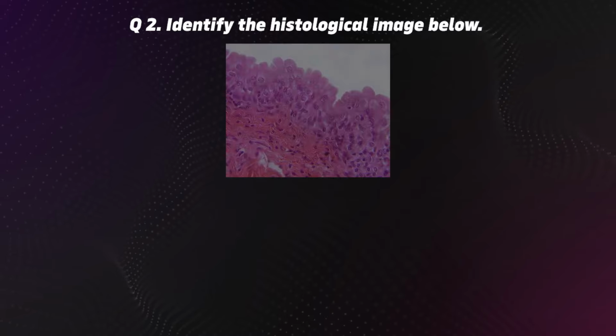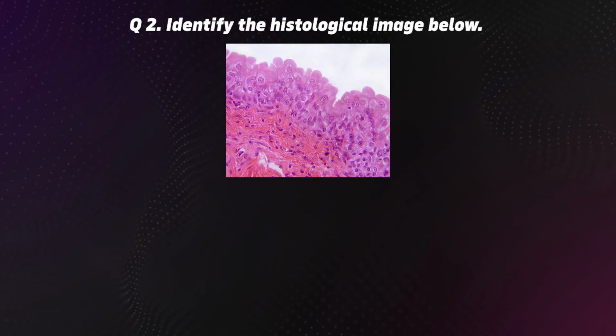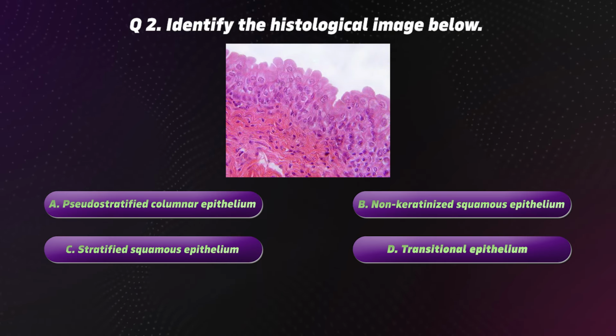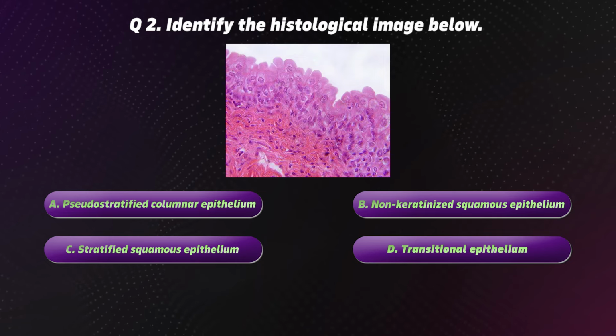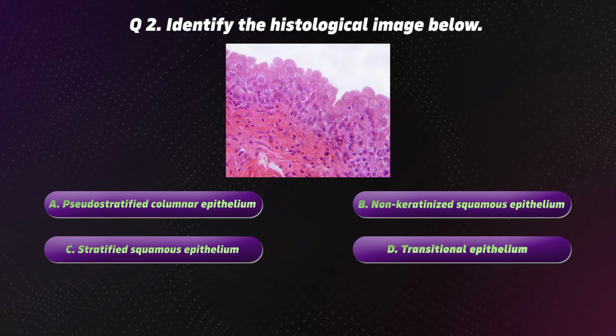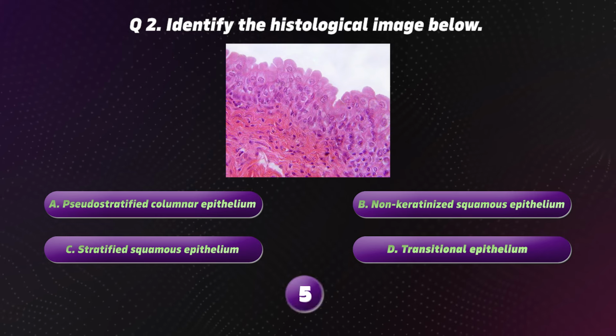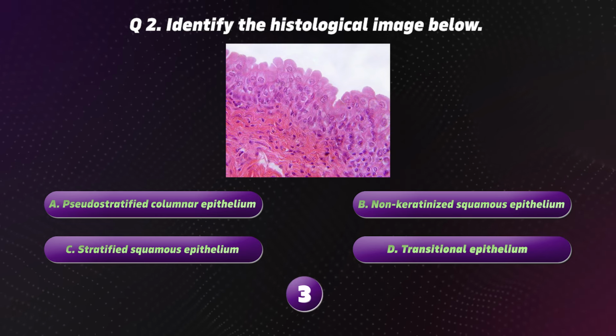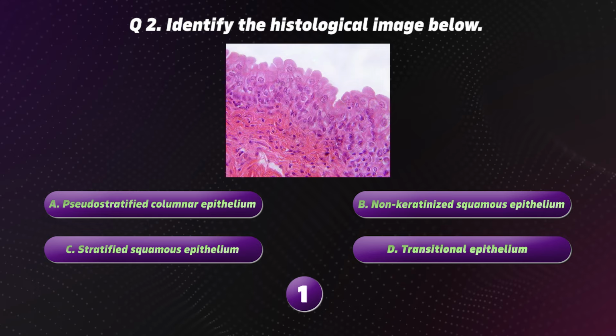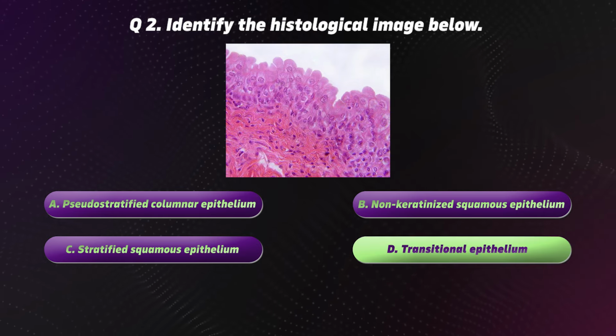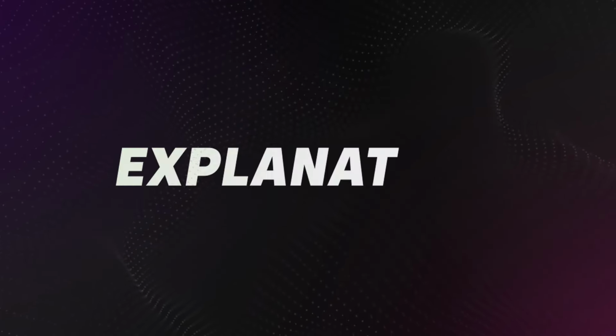Question 2. Identify the histological image below. Here are the options. A. Pseudostratified columnar epithelium. B. Non-keratinized squamous epithelium. C. Stratified squamous epithelium. D. Transitional epithelium. And the correct option is D. Transitional epithelium. Here's the explanation.